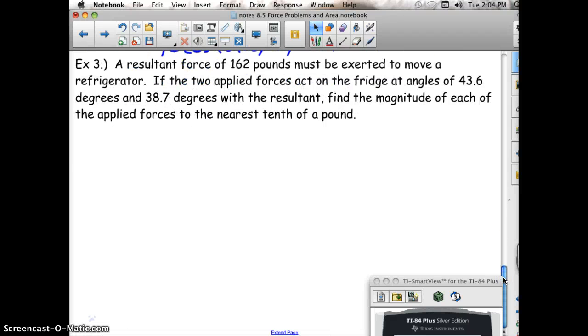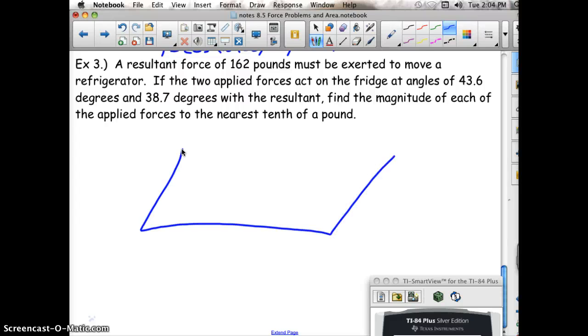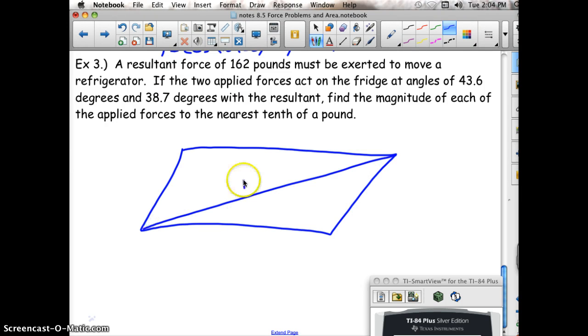All right. Number 3, a resultant force of 162 pounds must be exerted to move a refrigerator. All right, so force parallelogram, resultant force of 162 pounds. If the two applied forces act on the fridge at angles of 43.6 and 38.7. So actually now I know that this bigger angle here, which is across from the larger force, this is longer, that's 43.6, and then this smaller one down here is 38.7 across from the smaller force. All right, find the magnitude of each of the applied forces to the nearest tenth of a pound.